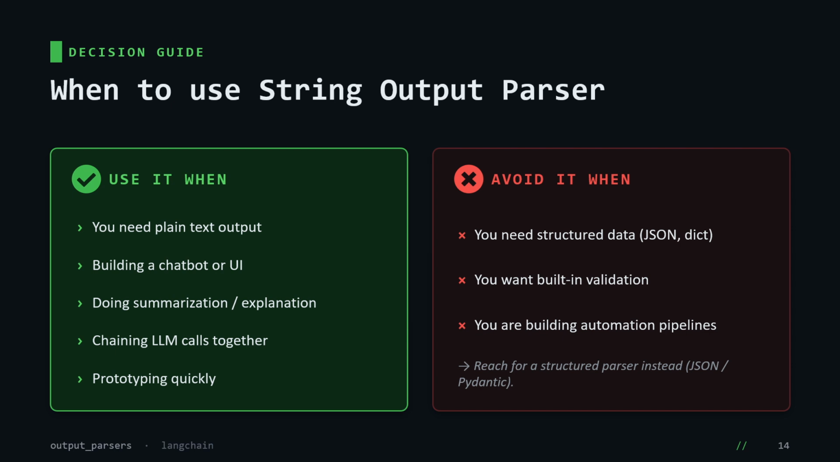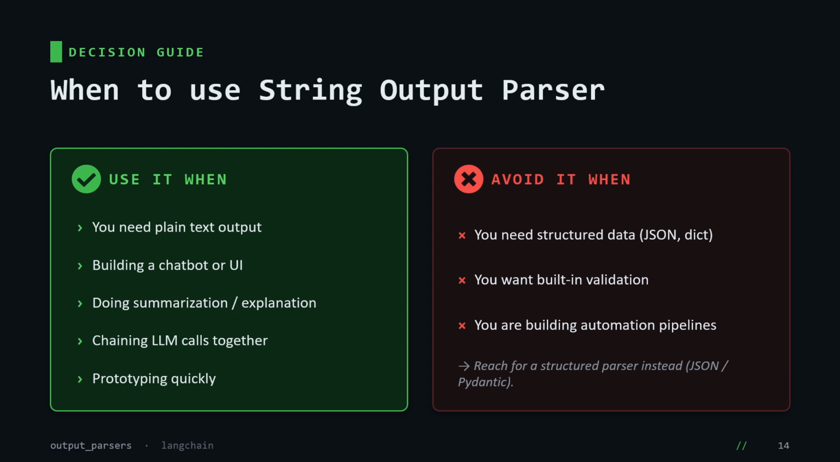Now, very simple. When to use string output parser? When we need plain text output, when we are building some chatbot or some UI, when we are doing some summarization or some explanation. For example, the ChatGPT that we use, the Copilot that we use, the Claude that we use. We ask them for code and it gives us plain text. It is the response of string output parser. It is not giving us response metadata and all these things.